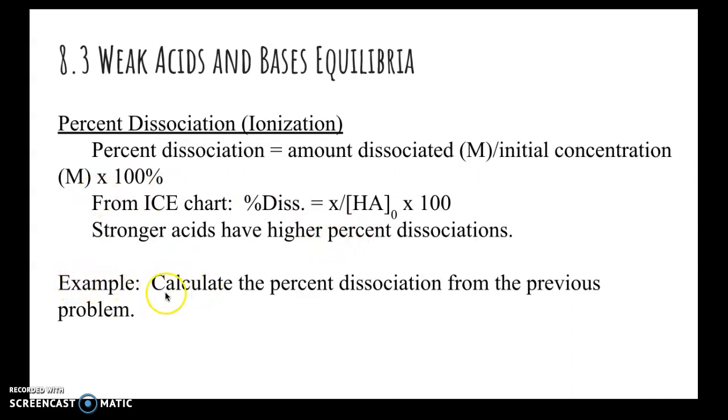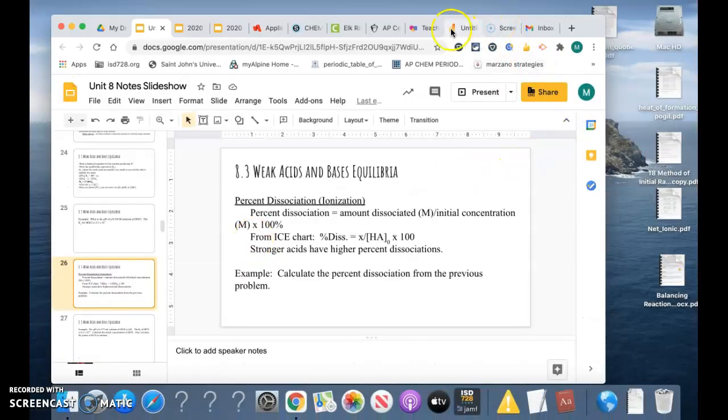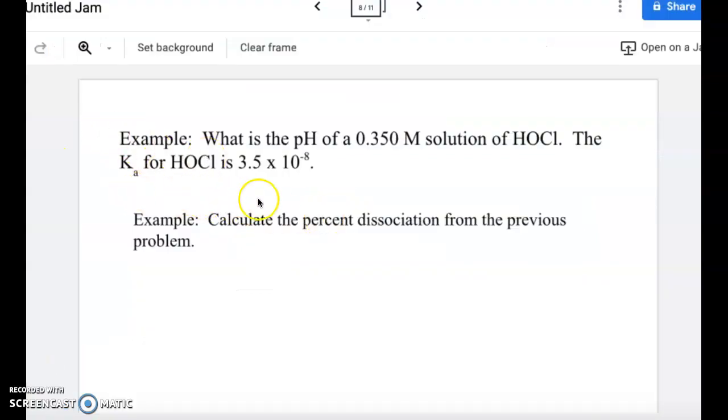So we want to do this example right here. We want to calculate the percent dissociation from the previous problem. So let me switch over. I'll go back and forth between the notes and this Jamboard so I can show the work. But this is that previous problem that was in your notes. We want to find now the percent dissociation. So from this one, we found X before. X was 1.1 times 10 to the negative fourth, and that's going to be molar. It was talking about a hydrogen ion concentration, so it's molarity.